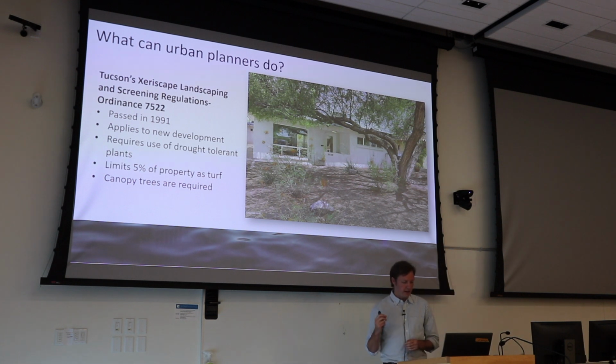What this law limits is turf grass. You only get 5% of your property to be turf grass, and they call those oases areas. So if people want a small area of turf grass, if they have little kids that they want to not have them play in the rocks, that's an option. And it also requires canopy trees, and this has energy implications as well. So good example of a local law crafted with water conservation in mind that is extremely effective.